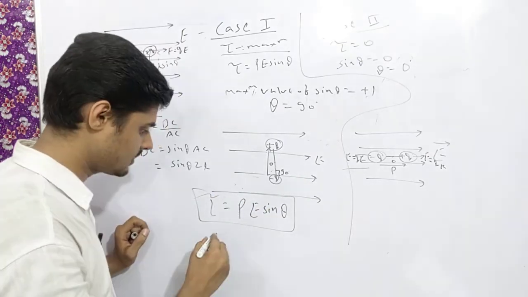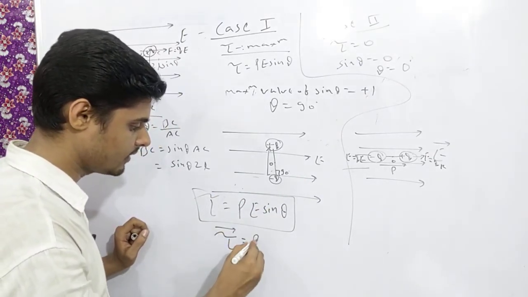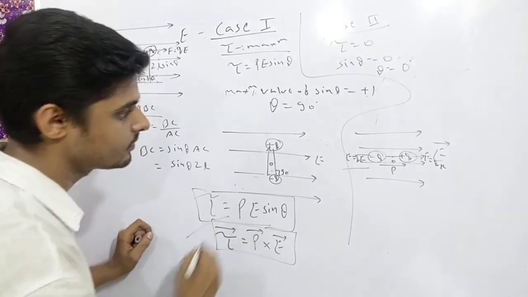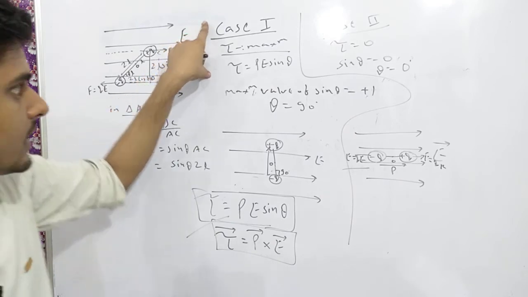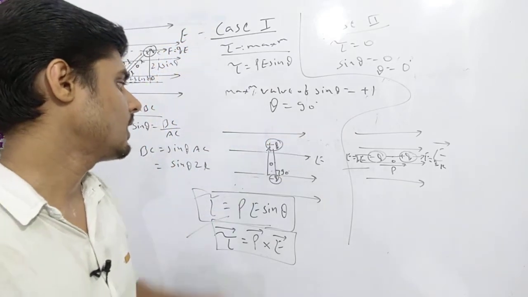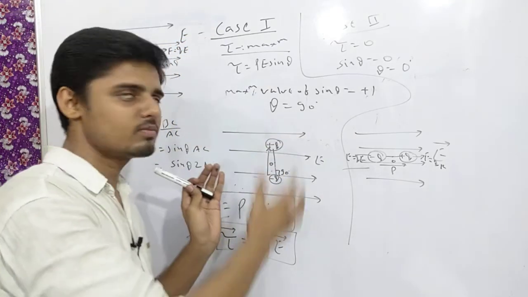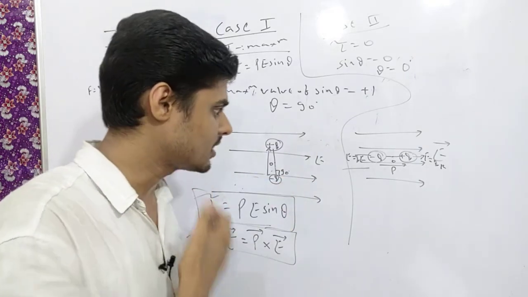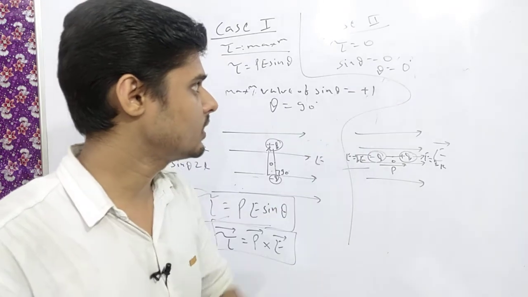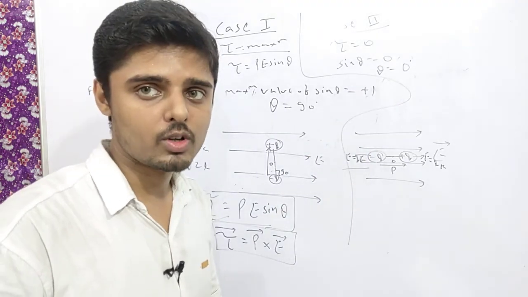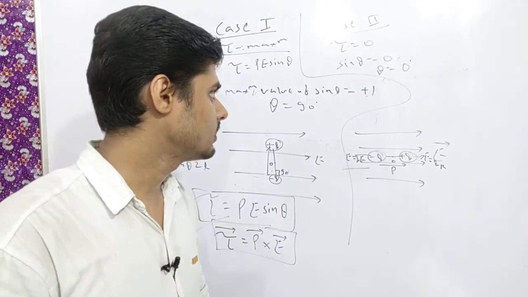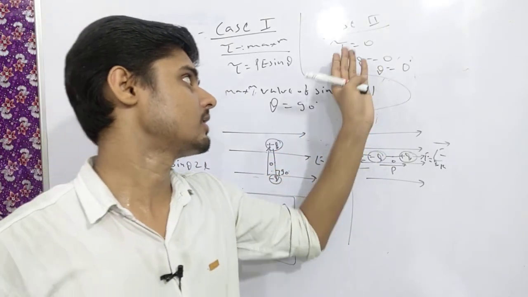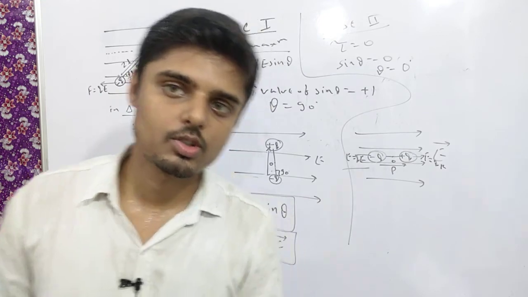Is it visible? Yes. And torque in the vector form is equal to P cross E. Okay. In the first case, theta is 90 degrees, and then there will be maximum torque. And what will the torque do? The torque will try to arrange the dipole in such an order that theta becomes 0 degrees, meaning there should be no torque. The torque will minimize itself. So in this situation theta is equal to 0 degrees, and that's why torque is also equal to 0.